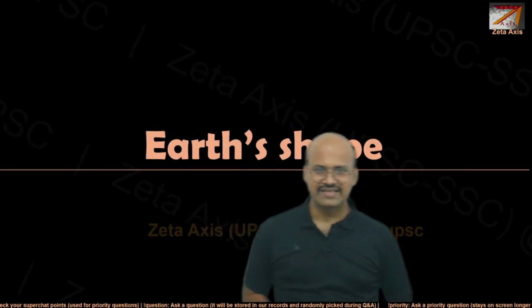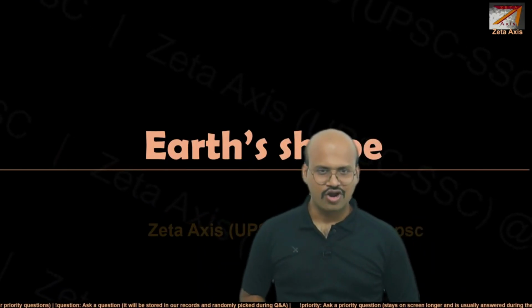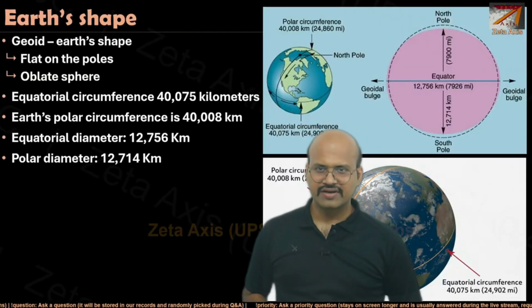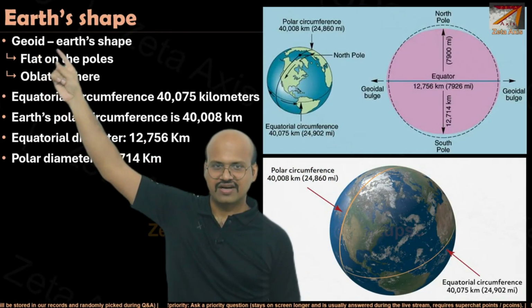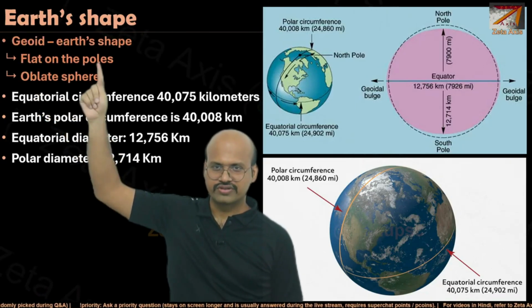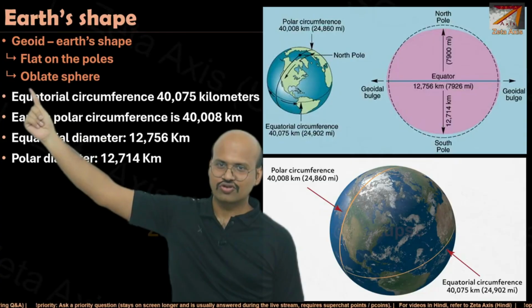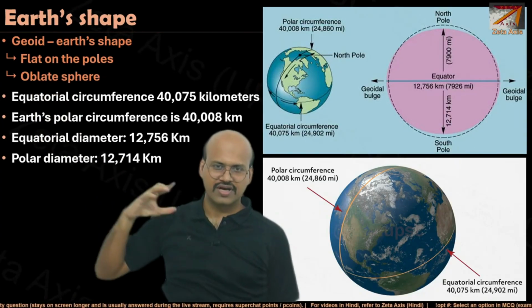Now let's see Earth's shape. What is our Earth's shape? Generally we call it a sphere, but technically it is called a geoid. This is the Earth's shape, and what it means is that it is flat at the poles. It is also called an oblate sphere. So geoid or oblate, both are correct terms.